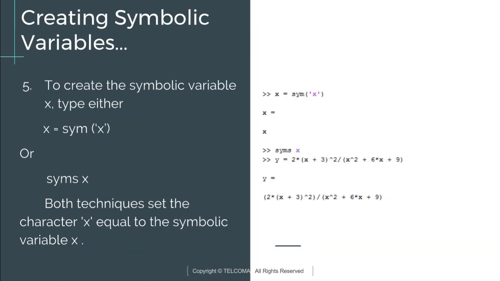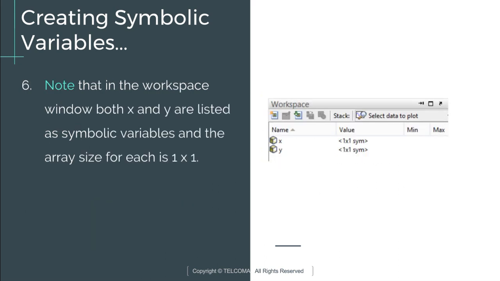First, to create the symbolic variable, just type x equals sym of x, or secondly you can just type syms x in the command window. Both techniques set the character x equal to the symbolic variable x. You must note one thing, that in the workspace window, both x and y are listed as symbolic variables and the array size for each is 1 × 1.